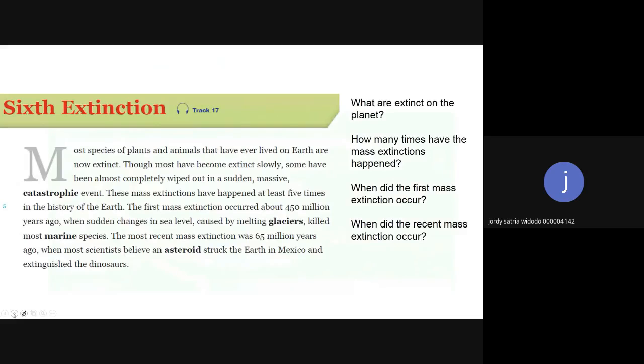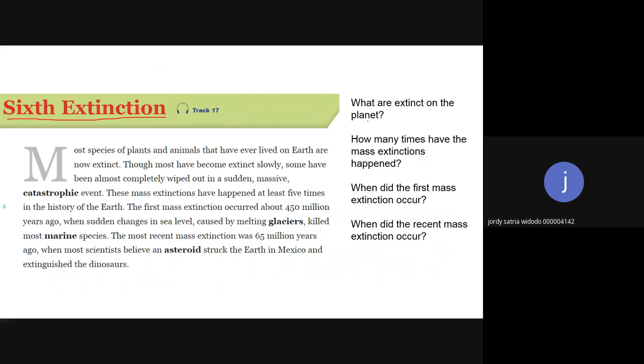Next. In this article, I have also provided you with four questions in order to track the information in the first paragraph of the article. Let's read the title: Six Extinction. In my guessing, six extinctions means there are six animals or plants that are extinct nowadays, and the information will be shown in this article. In order to know it, let's read the questions that I have made here. What are extinct on the planet? Based on the article, of course.